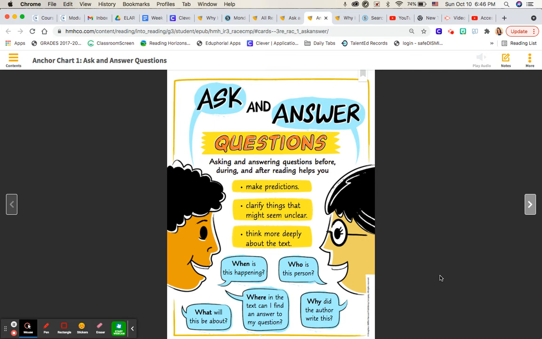Oftentimes before you read, you already ask yourself a question just by looking at the cover of the book. What's this story going to be about? Is this dragon going to burn the castle down? Whatever picture you see, that kind of sparks a question in your head.